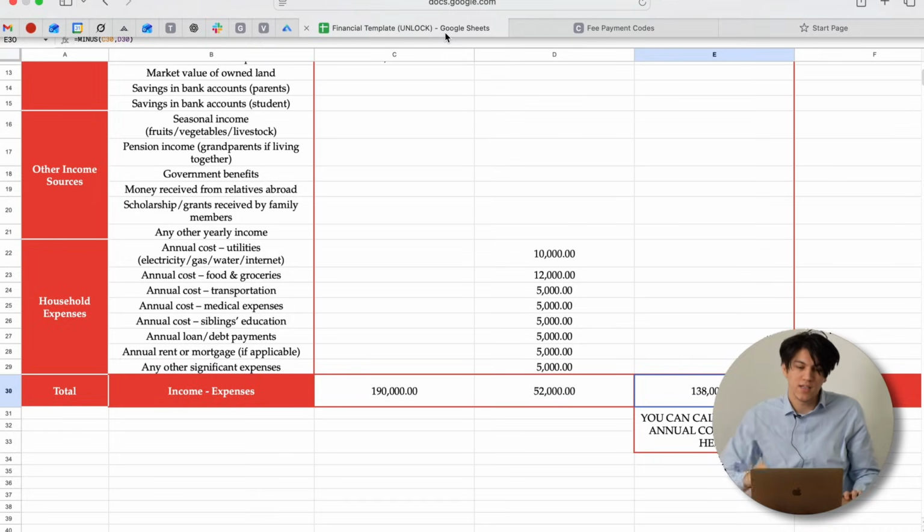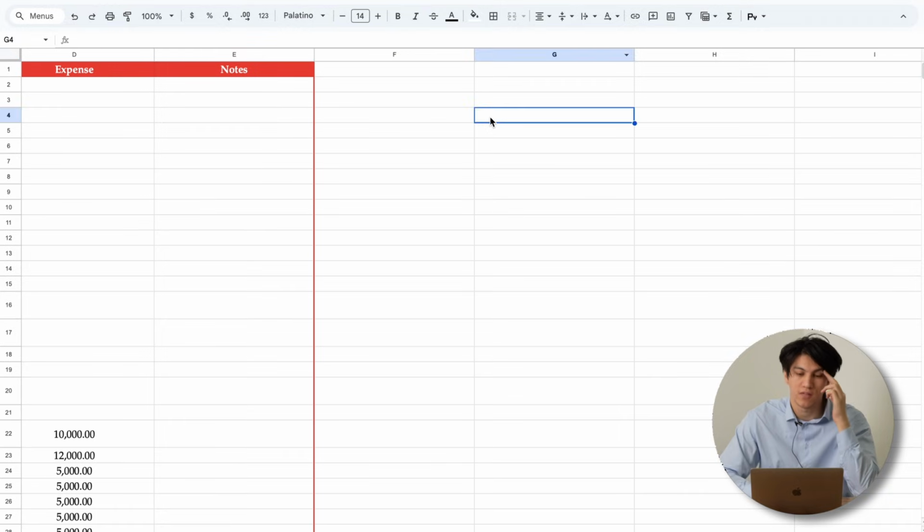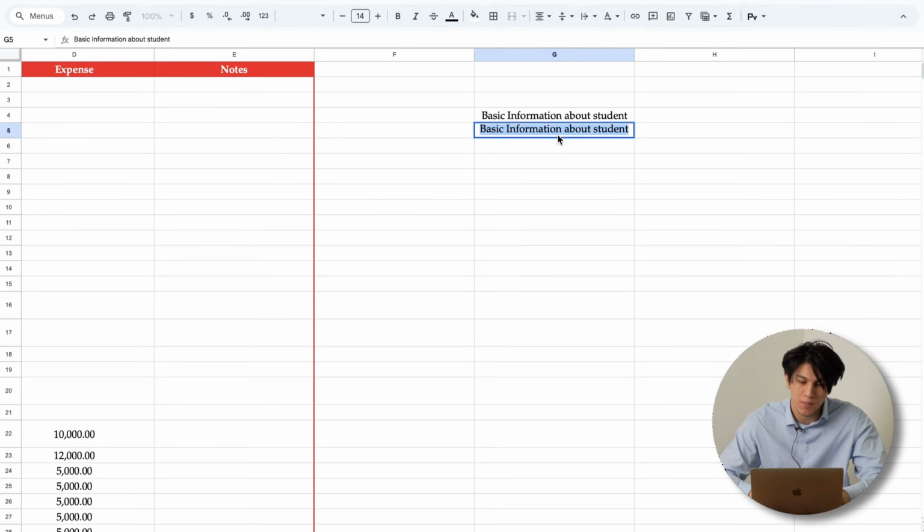Every single financial document, I mean ISFA or any other financial form, asks you this. Basic information about the student, right? They ask you this. Basic information about parents, income, assets, and expenses, contribution to college. They only ask you about these things, right? That's it. That's the only thing that you need to know, right?